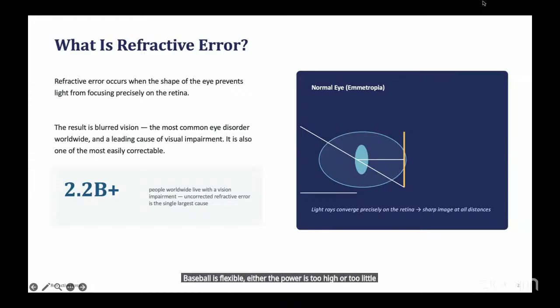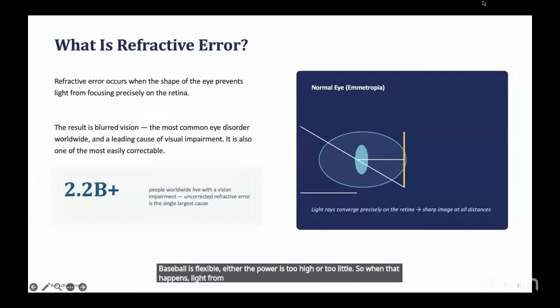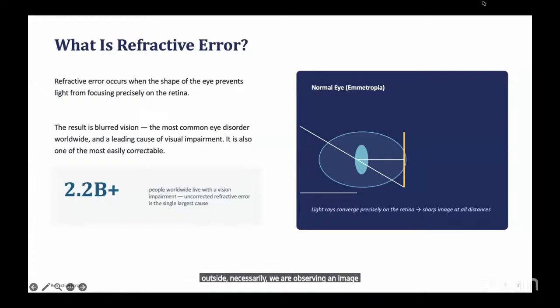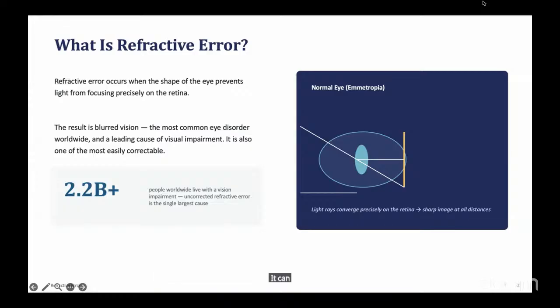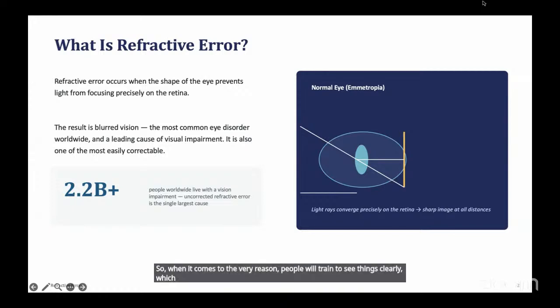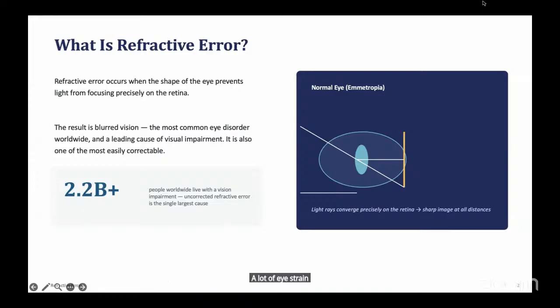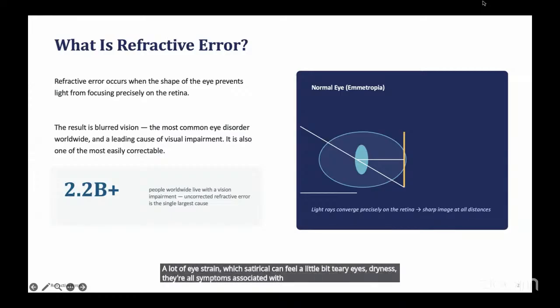So when that happens, light from outside, let's say we are observing an image or someone, that light from the person which is supposed to fall on the retina does not get to the retina. So it gives them blurry vision. When it comes to blurry vision, people will strain to see things clearly, which will lead to a lot of headaches and eye strain, and sometimes people can feel a little bit of teary eyes and dryness. They are all symptoms associated with prolonged strain of the eye.